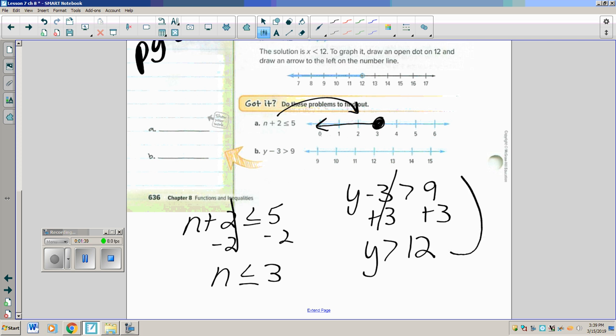I'm going to take this and graph it. Open circle this time on 12 because it is not equal, and it's greater, so it needs to be going to the right.